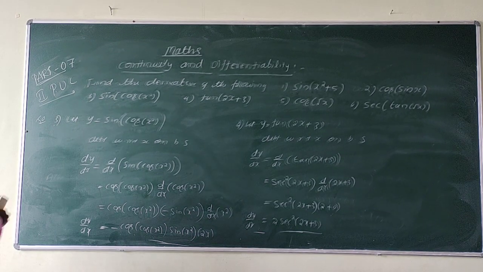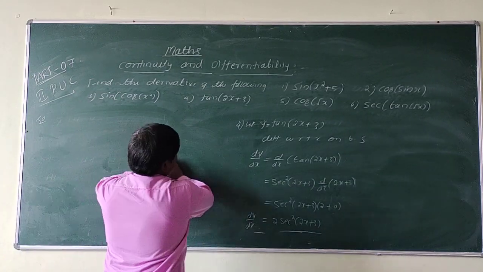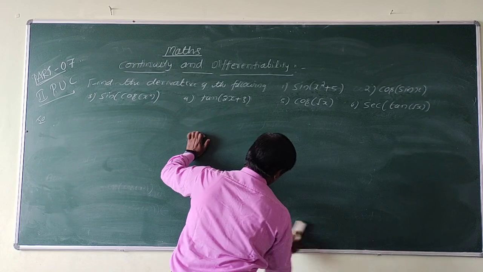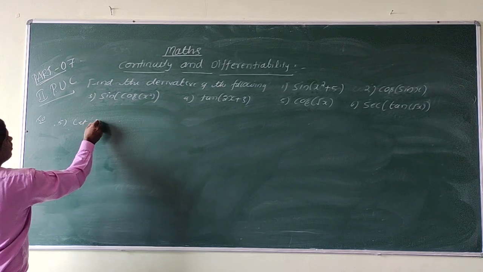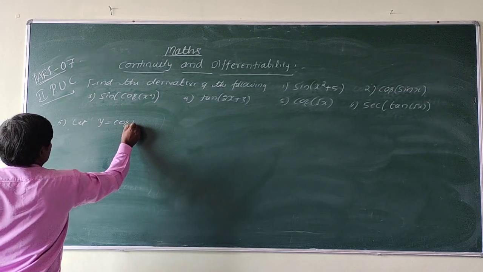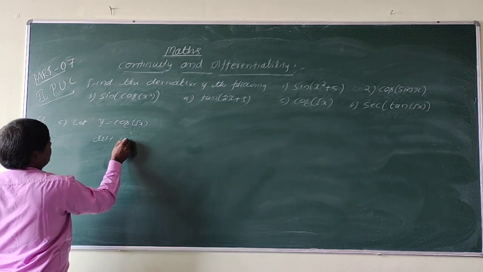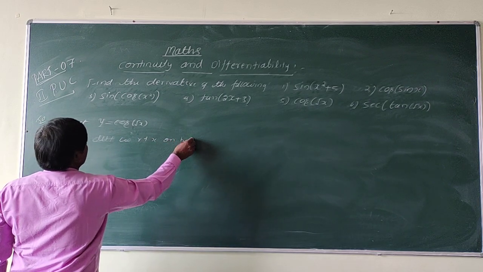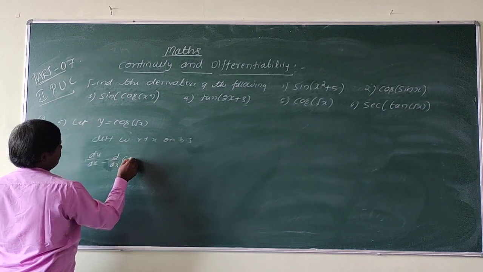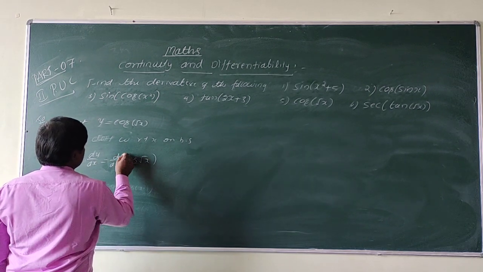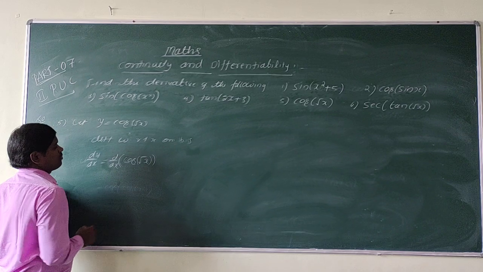So next problem, 5th and 6th. So 5th, let y is equal to cos of root x. Okay, so differentiate with respect to x on both sides. So dy by dx is equal to d by dx of cos of root x. Is it clear? So first we assume that this is cos of x, cos of root x.